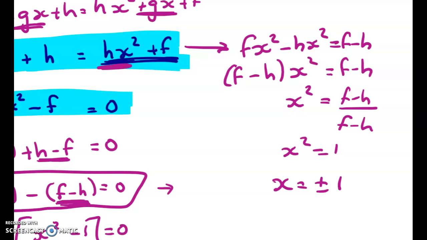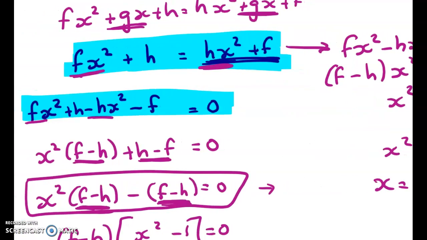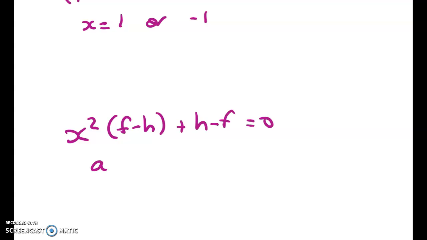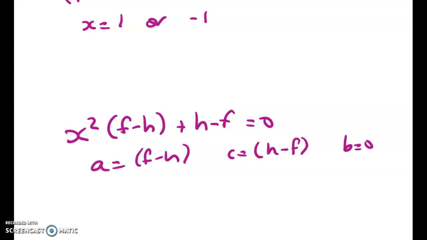Now, the last way to do it is with the quadratic formula. You can do that, but the chances that you make a mistake in that are quite high. And I don't want to use up any more time on this part of the question, so I'm not going to do it. But I'll just show you quickly how you would. So if you get down to this quadratic, you've got A is equal to F minus H, and you've got C is equal to H minus F, and B is equal to 0. So then off you go. You can chuck that in there, and you'll get X is equal to 1 or negative 1.